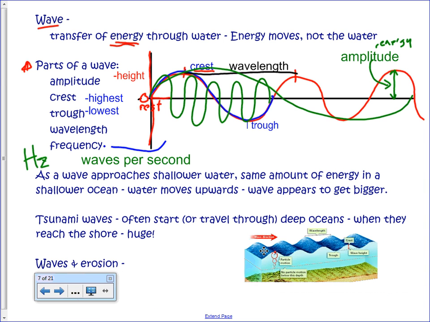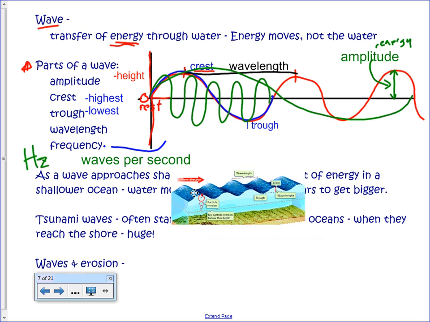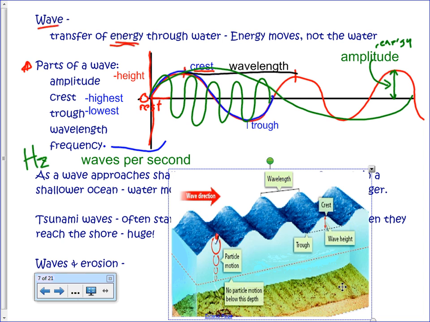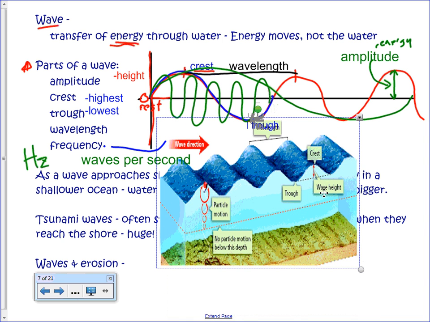This is just a picture out of the book. It seems like sometimes that the water is moving, but in fact, see, now that's saying wave height. Oh, wave height is from the trough to the crest. But in science, you never use wave height.